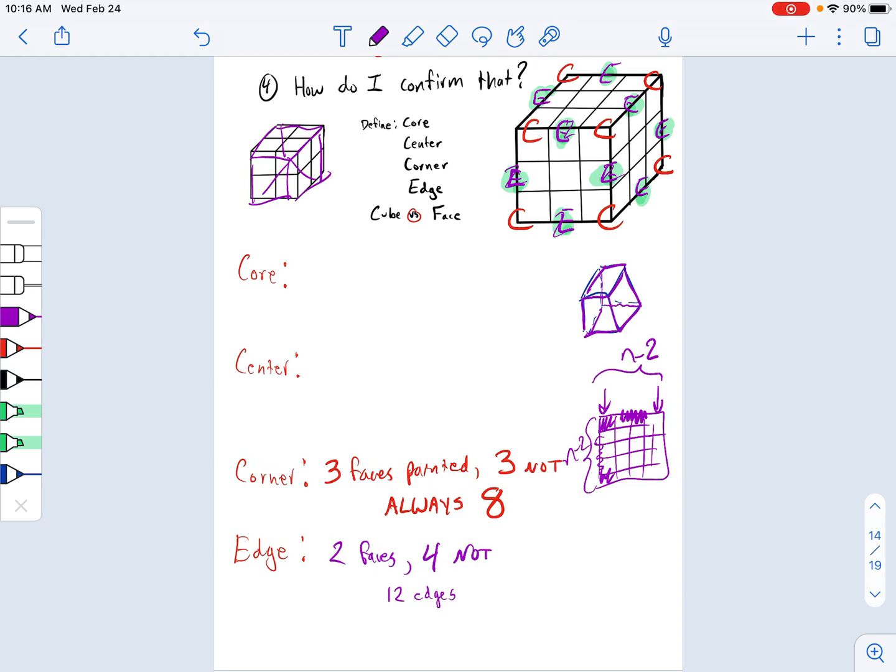So if you take 12 and multiply it by n minus 2, that should give you the number of edge cubes. Wow, I'm developing a formula. Cool, I just got one. Now, does that work? Let me test that on a 3 by 3 by 3 cube, because I know I'm supposed to get 12. So 12 times 3 minus 2. Okay, cool, nice.